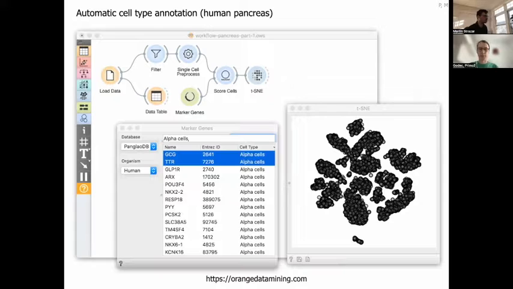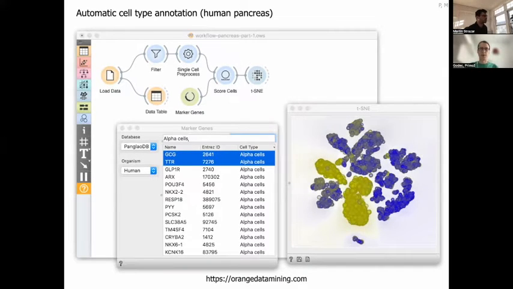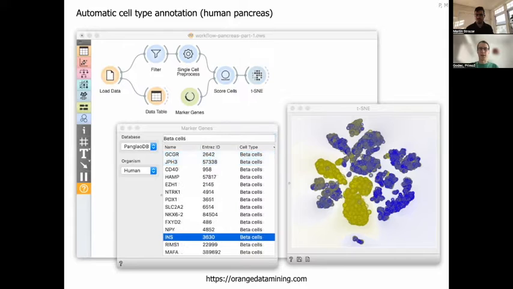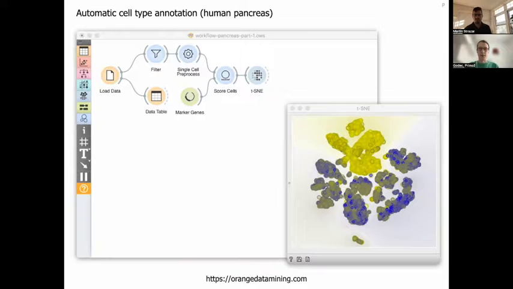We, for example, then can select some marker genes, in this case 2 genes that represent alpha cells. And in the t-SNE plot with yellow, we see cells where those 2 genes are highly expressed. So those cells are likely alpha cells. And then, for example, we can also mark some different genes like the insulin gene, which is commonly observed in beta cells. And we can see the part of the plot where the insulin gene is present.